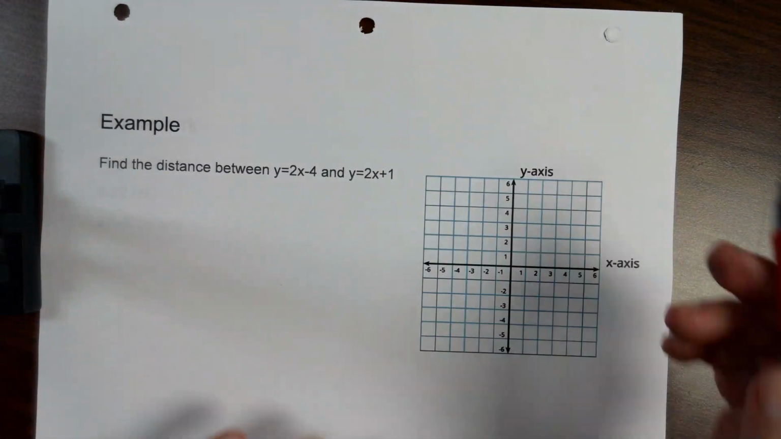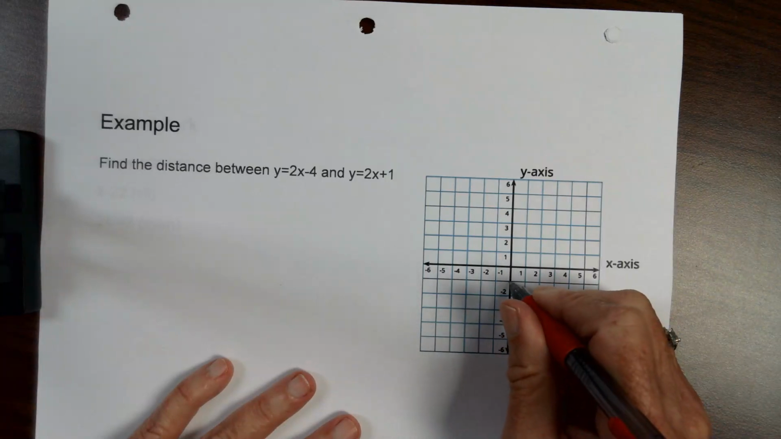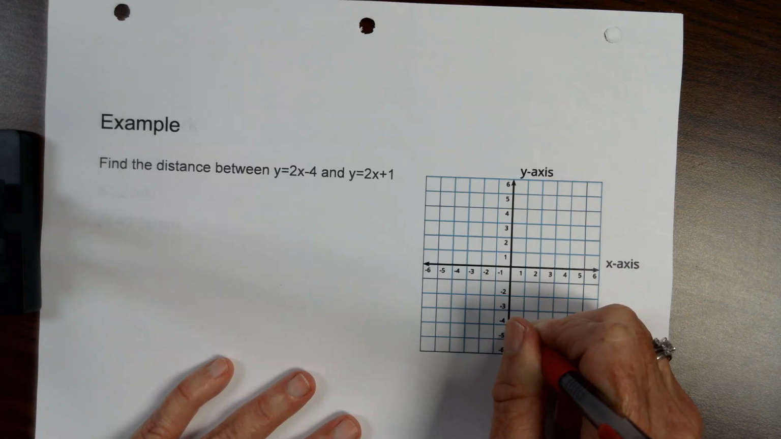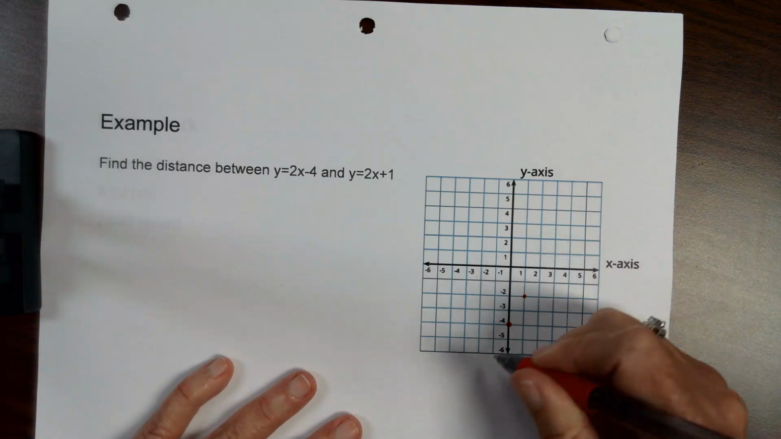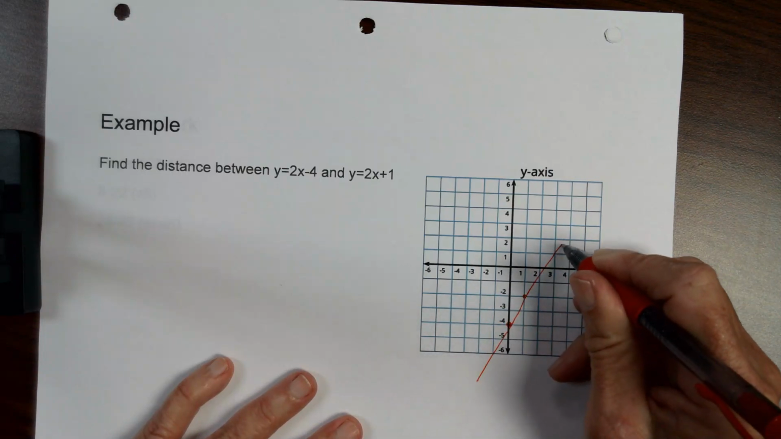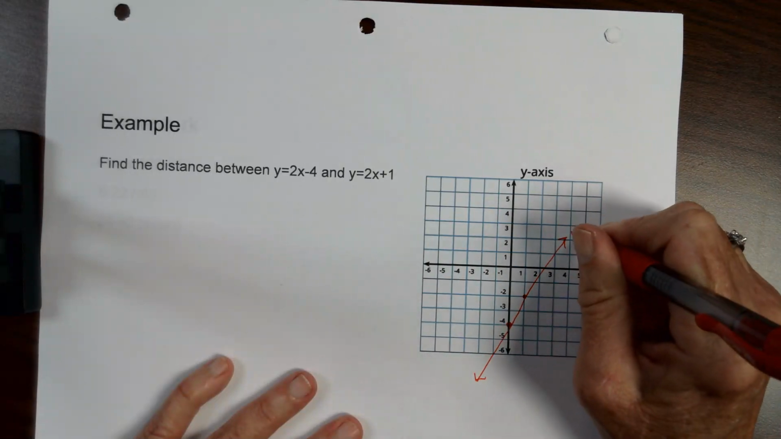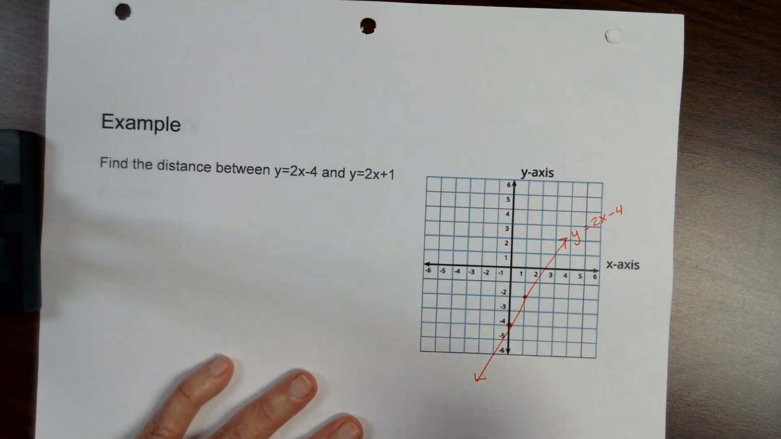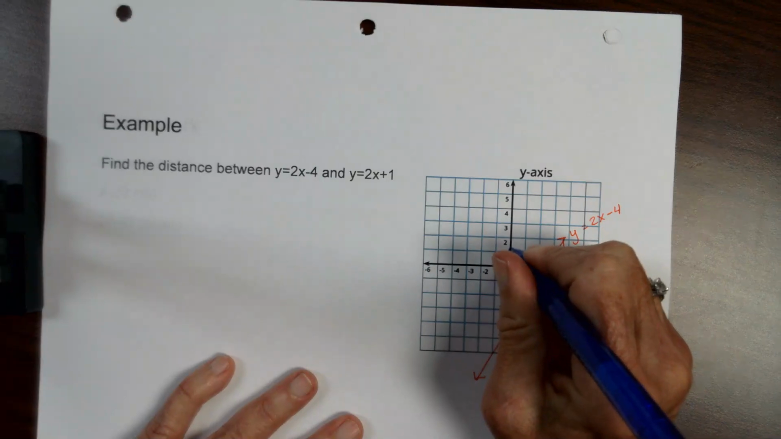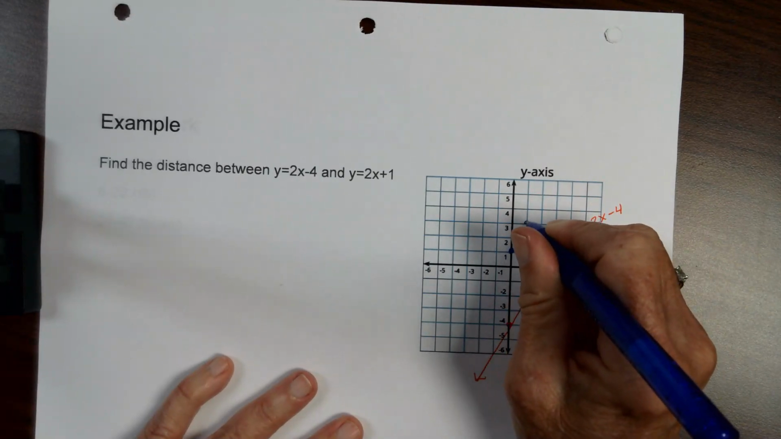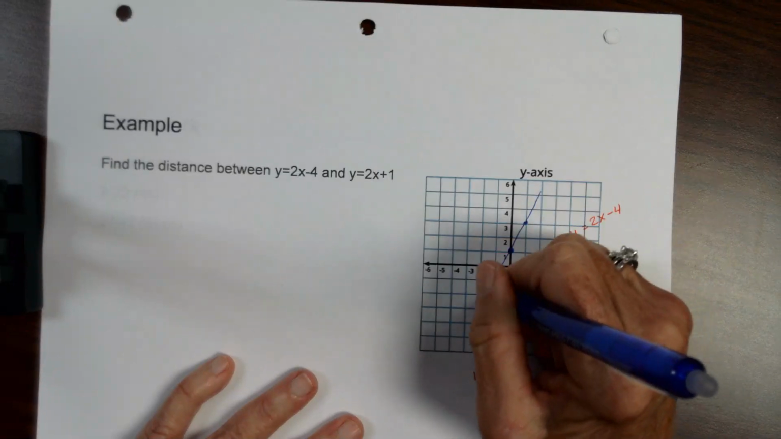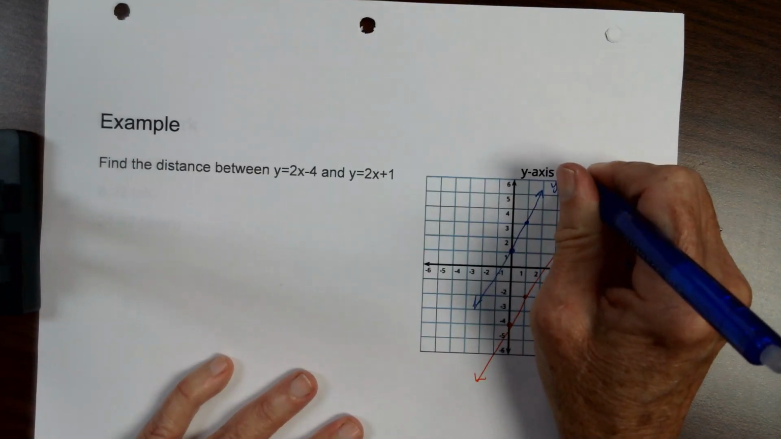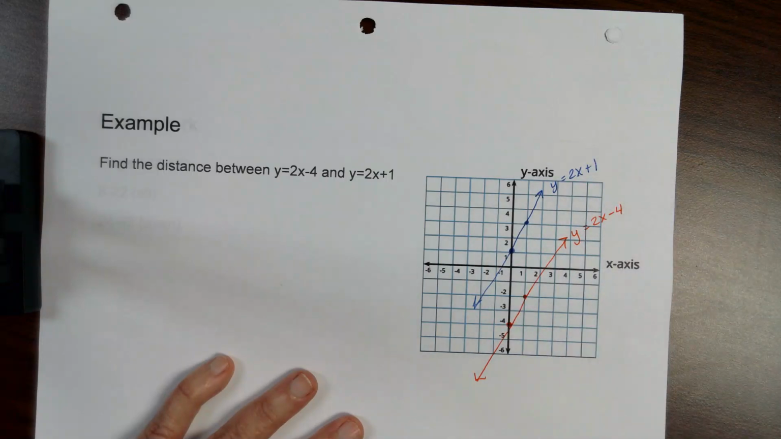First thing I'm going to do is graph these, and I do encourage you to use different colors. 1, 2, 3, 4. I think it's easier to see that way. Then I'm going to go up 2 and to the right 1. So this is y is equal to 2x minus 4. And then this one, the y-intercept is 1, and I'll go up 2 and to the right 1. And that is going to be parallel to that. I'm going to put the equation next to it so that I can know what to put in my calculator.